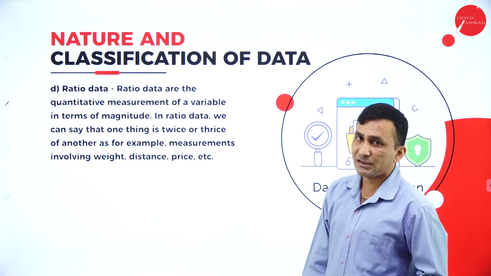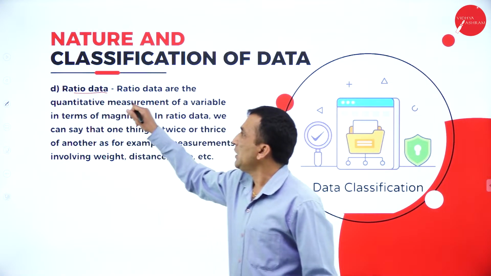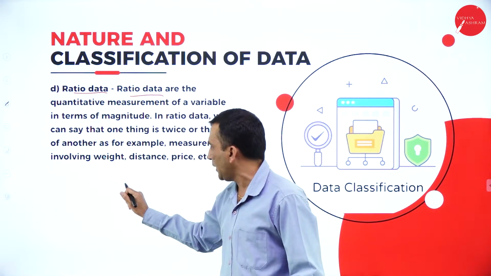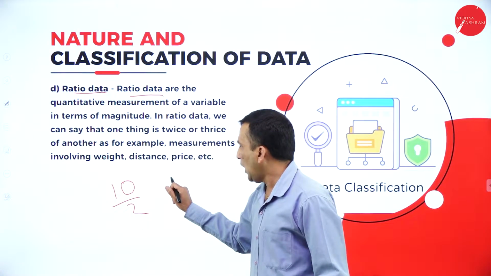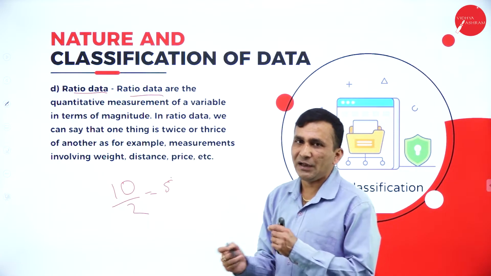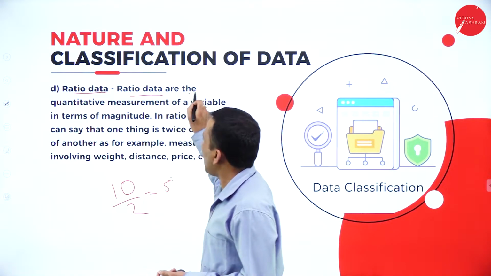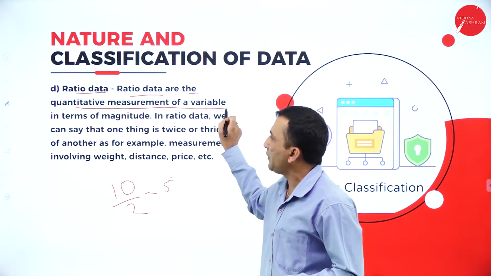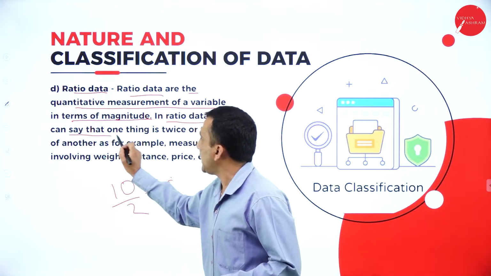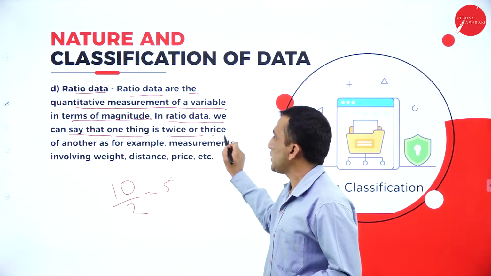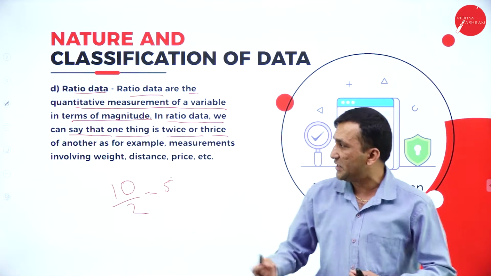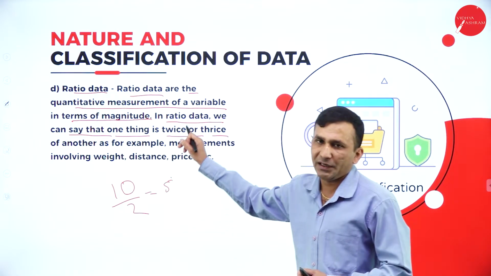Moving forward to the last data type, the ratio data. For example, if you are taking 10 divided by 2, you are getting the value 5. Ratio is equal dividing, right? So ratio data are the quantitative measure of variables in terms of magnitude. With ratio data, we can say one time, twice or thrice, so 3 times much better, 2 times is much better. All of this comes under the ratio data category.